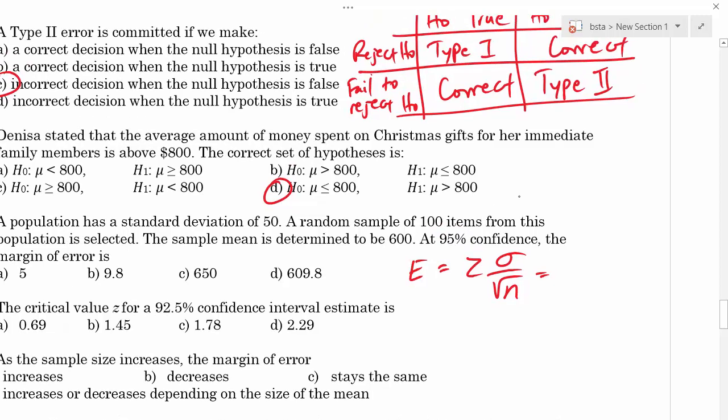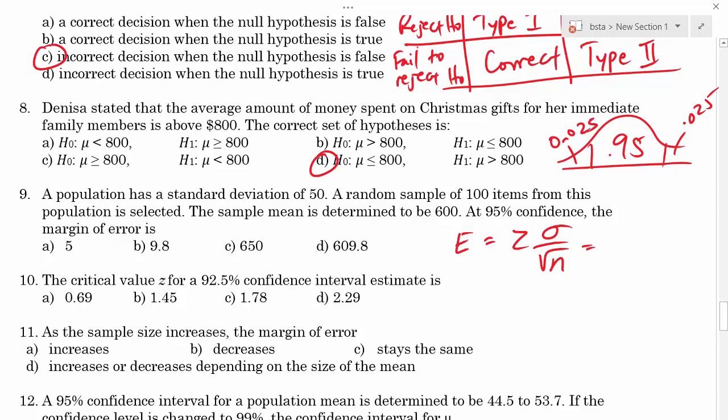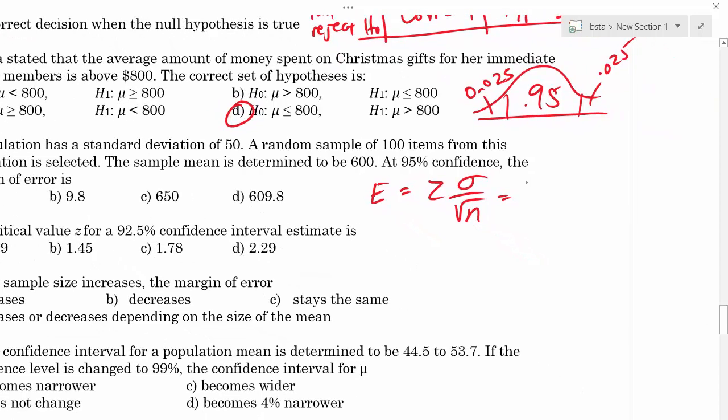So 95% again means you have 0.95 in the middle and you have 0.025 in each tail, right? That is 0.05 over 2, right? What is the Z value for it? 0.025 is 1.96, thank you. You go to the Z table and you're looking up 0.025.